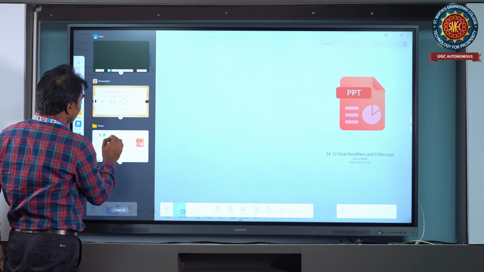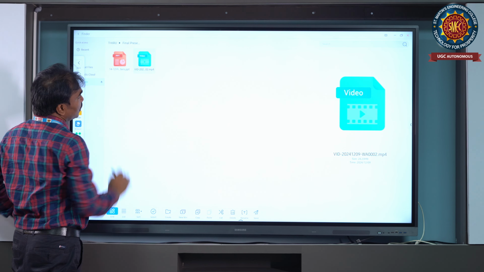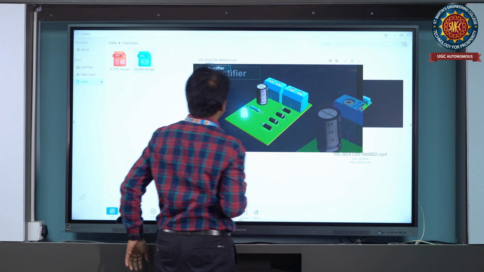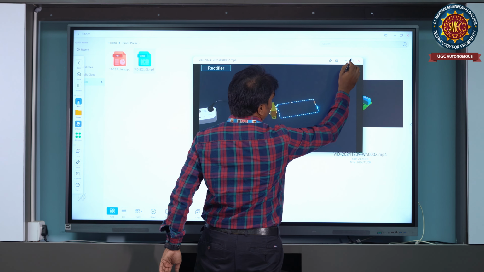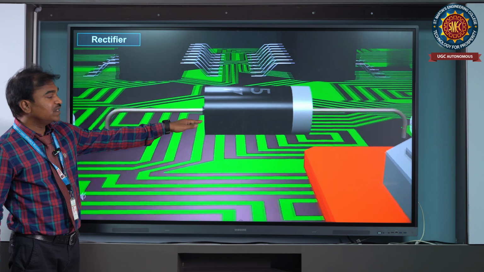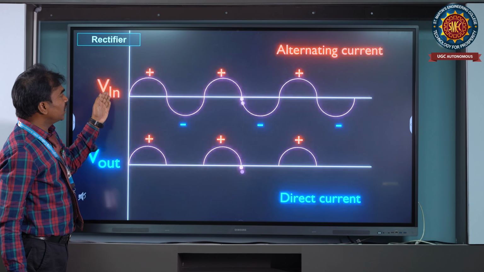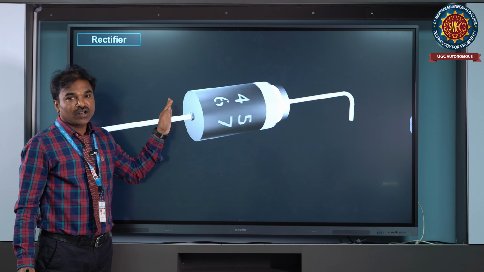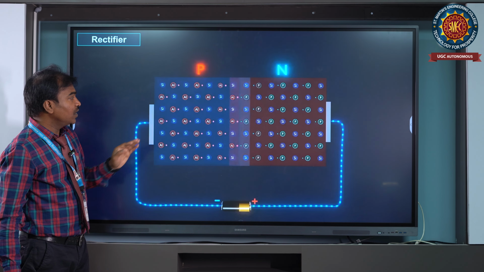Bridge rectifier advantage means we are using 4 diodes and the same efficiency. Now this is nothing but a resistor. What is the output of the half wave rectifier? This is the output of the half wave rectifier, alternating current into pulsating DC.